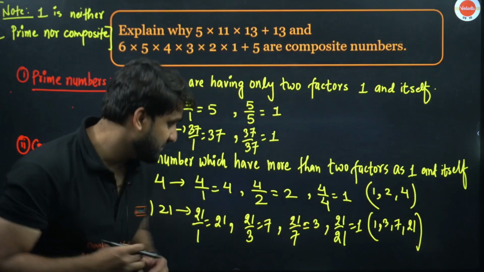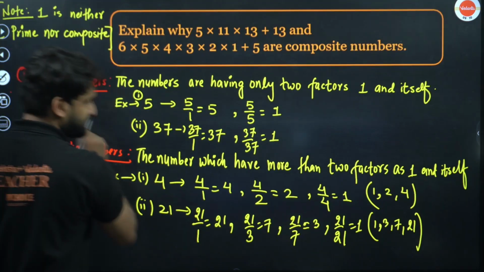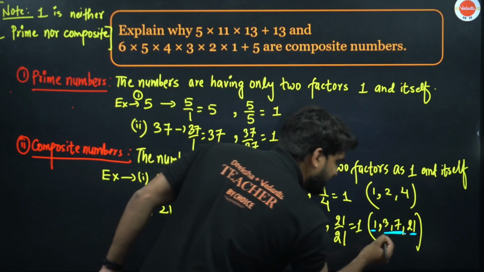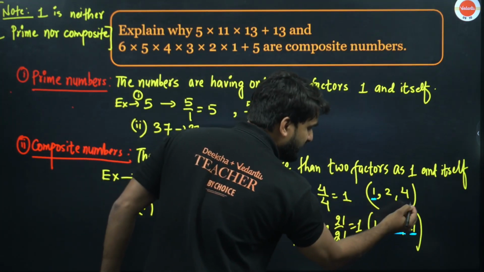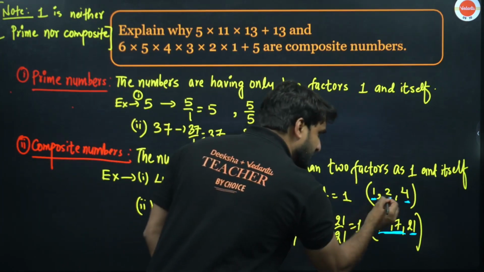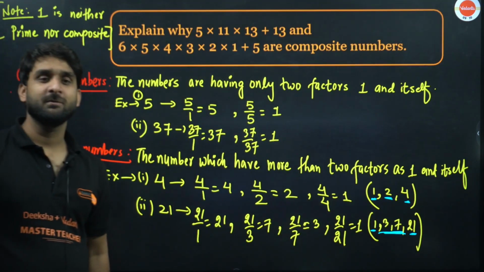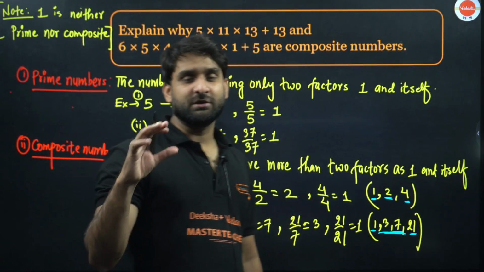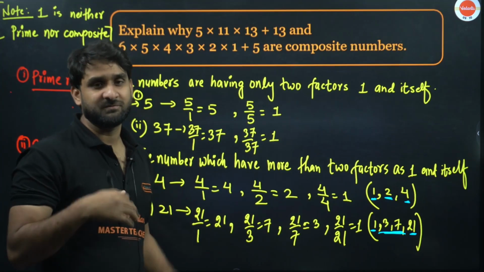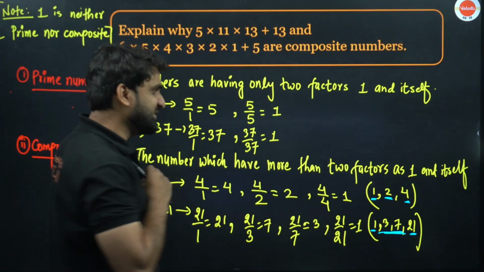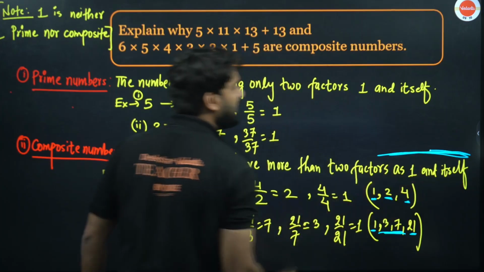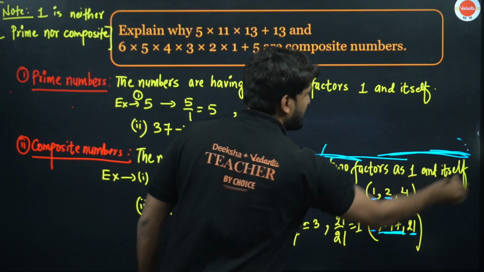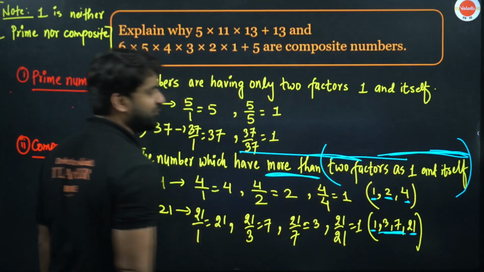21 is also a composite number because 21 has 1 and 21, but apart from these two, more factors are there. In 4, 1 is there, 4 is there, this is the identity of a prime number, but 2 is also there. So that's why 4 has become a composite number. I hope this is clear to you all. Clear everyone? So the numbers which have more than 2 factors apart from 1 and itself. Every number will have 1 and itself, but if the factors are more than these 2 factors, we are talking about more than these 2 factors.